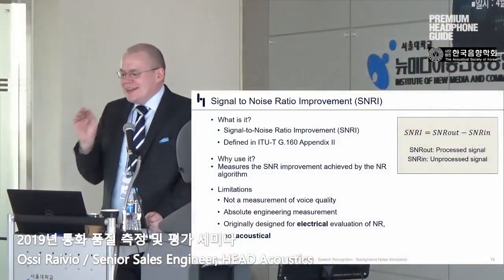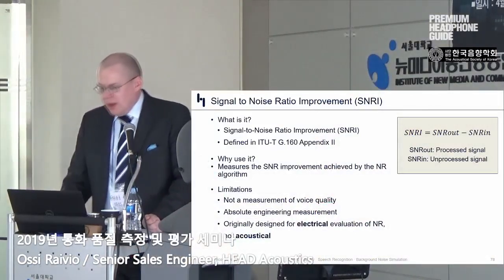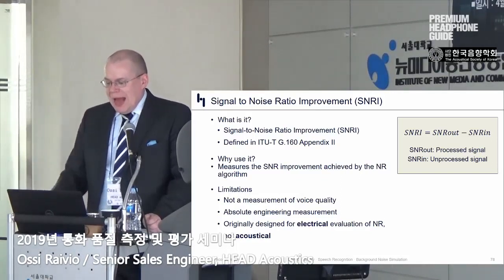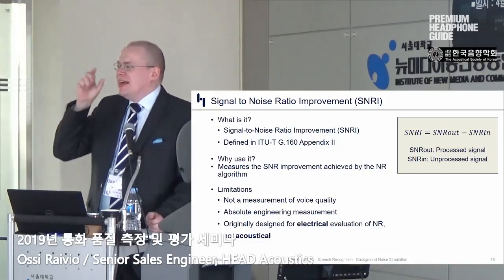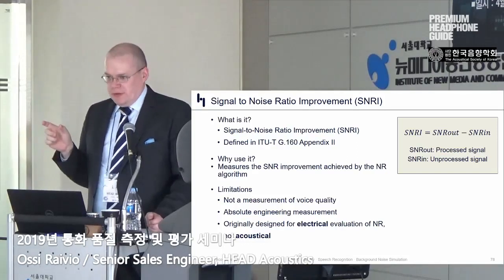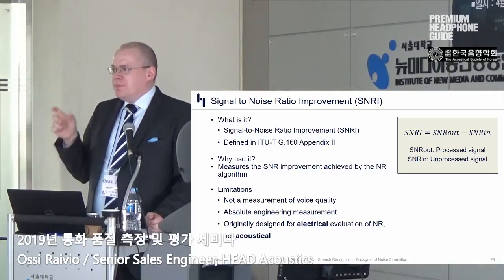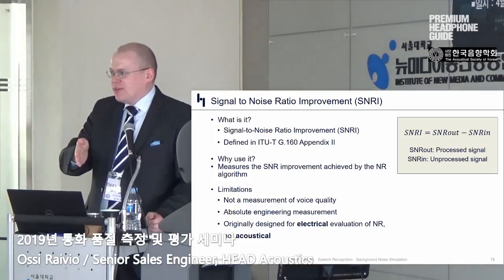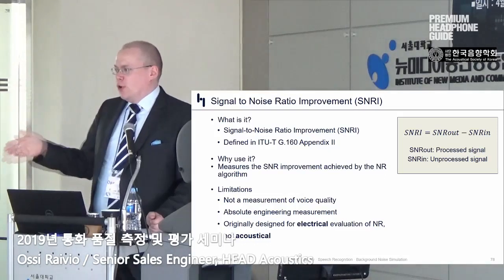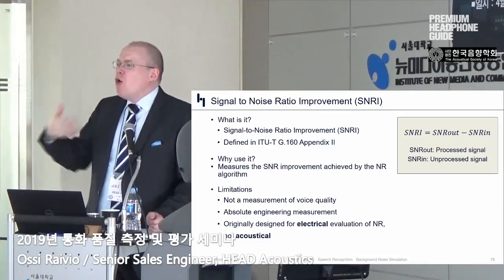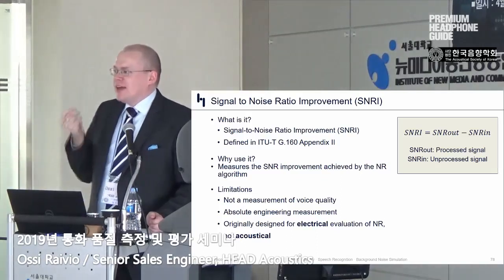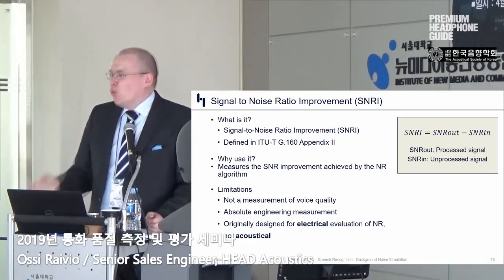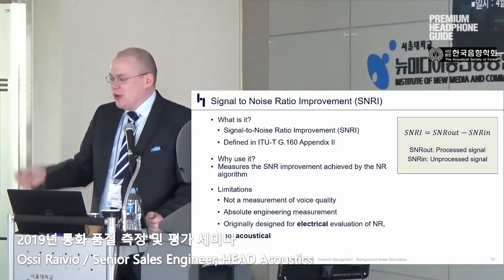So the next one is signal to noise ratio improvement. First of all, it comes from ITU G.160 Appendix 2. And the idea here is, like the name says, signal to noise ratio improvement. The idea behind this measurement is that we look at the SNR before the noise canceller and the SNR after the noise canceller. So the idea is to see how much improvement the noise canceller brings to the signal to noise ratio. That's, put simply, what SNRI is.